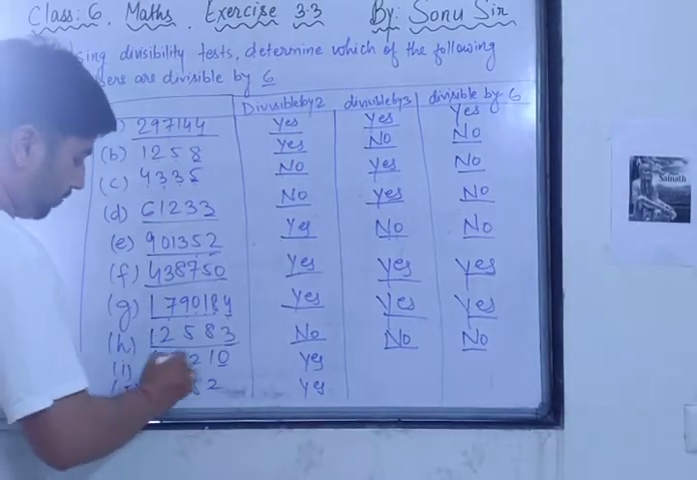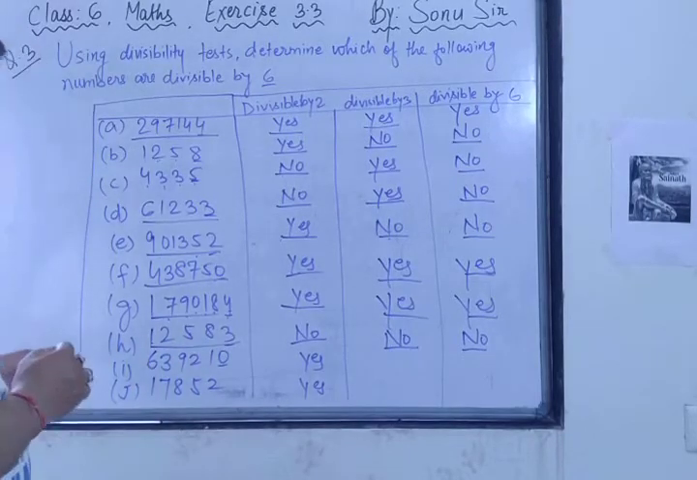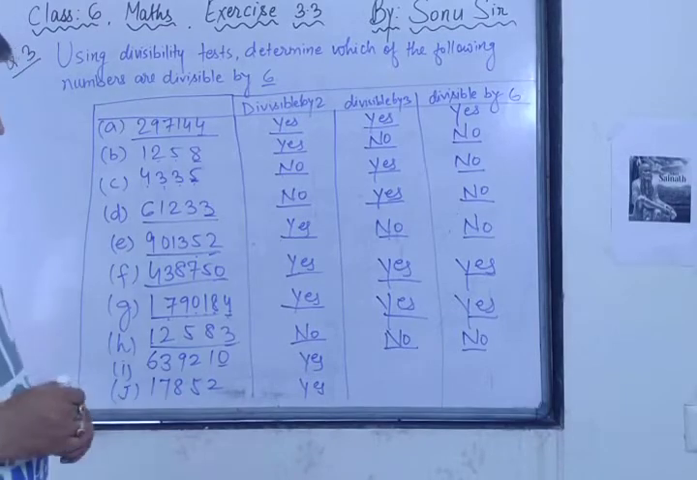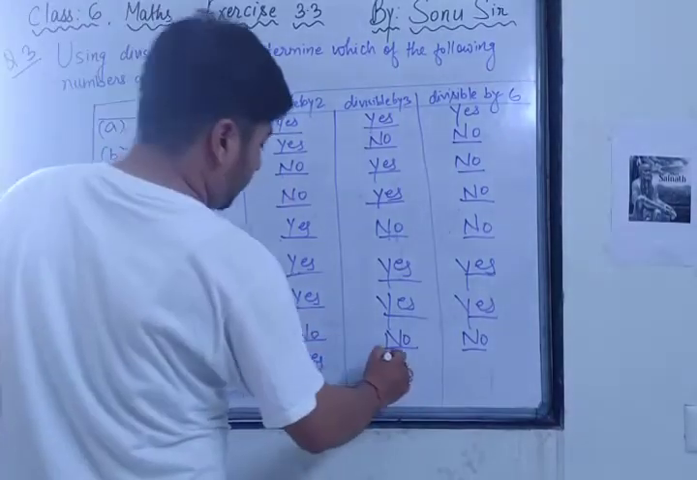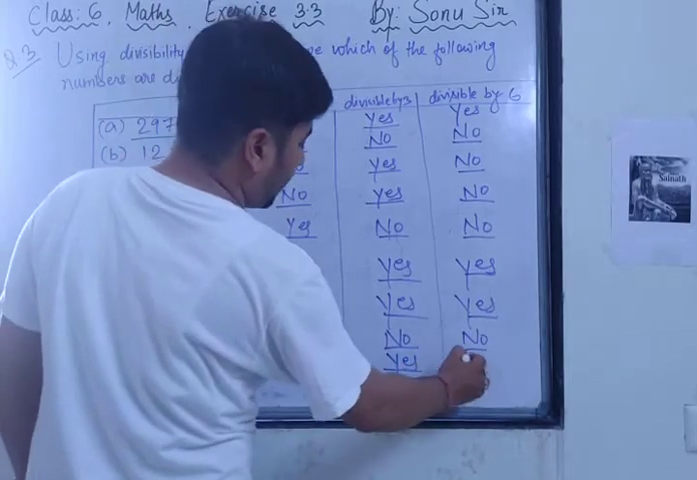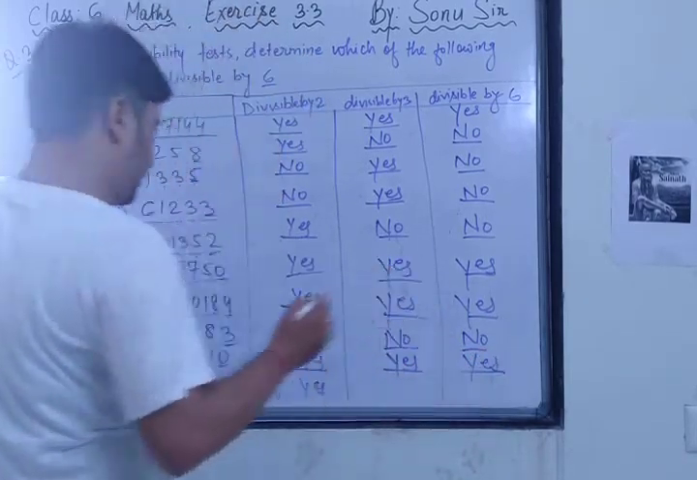What about this number? 6 plus 3, 9. 9 plus 9, 18. 18 plus 2, 20. 20 plus 1, 21. Yes, 21 is a multiple of 3. Since this number is divisible by 2 and divisible by 3, therefore this number will be divisible by 6 also.